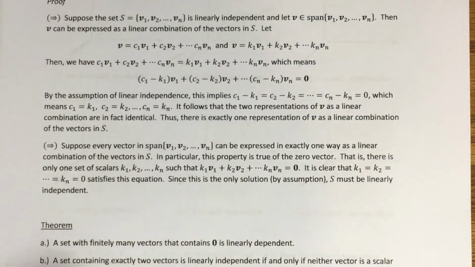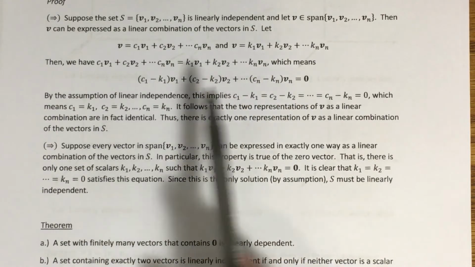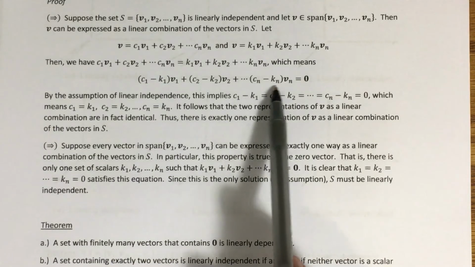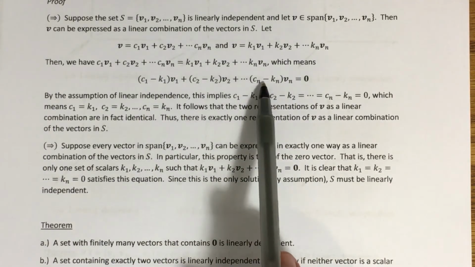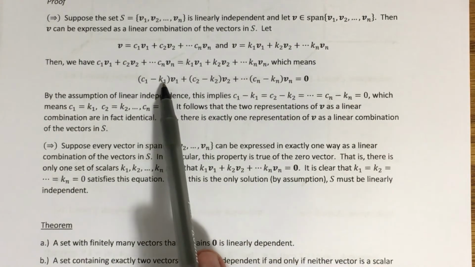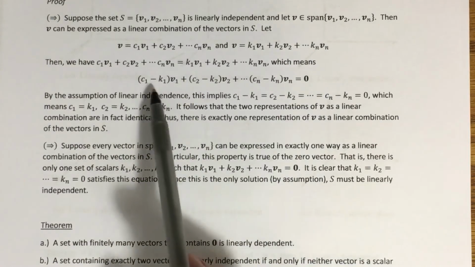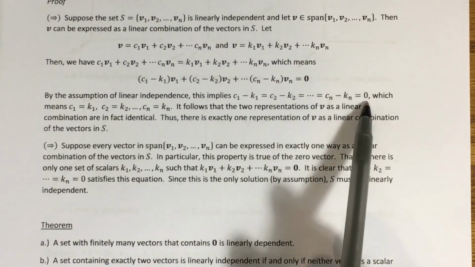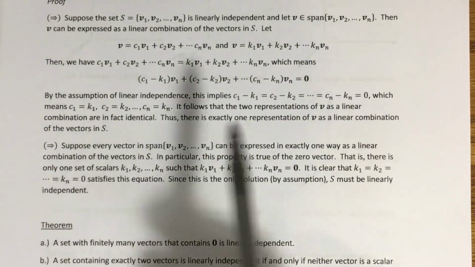However, by the assumption that we made at the beginning of this proof, the set of vectors v1 through vn is linearly independent. Remember, that means that if a linear combination of those vectors is equal to 0, then all of the scalars, all of the coefficients in that linear combination have to independently be equal to 0 as well. So in other words, c1 minus k1 is equal to 0, c2 minus k2 is equal to 0, cn minus kn is equal to 0. All of those are equal to 0.